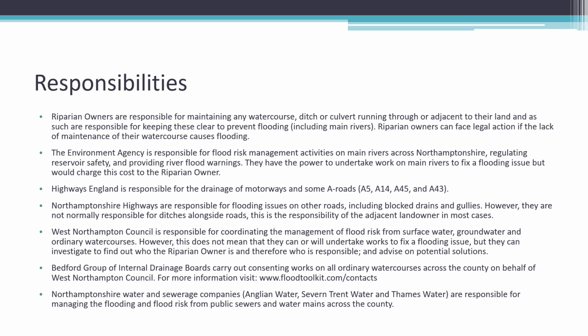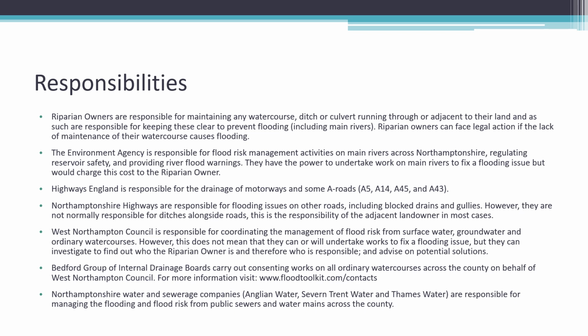The Environment Agency is responsible for flood risk management activities on main rivers across Northamptonshire, for regulating reservoir safety and providing river flood warnings. They also have the power to undertake work on main rivers to fix a flooding issue, but would charge this cost to the riparian owner.